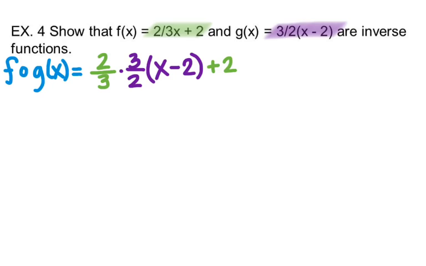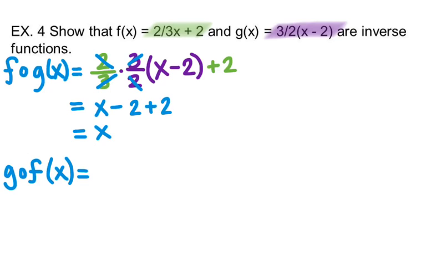Okay, so I need to simplify as much as possible. Out in front, 2/3 times 3 halves will actually cancel those numbers out, and I'll be left with x minus 2 plus 2. And then the minus 2 and plus 2 are going to cancel each other out, and I'll be left with x. So this is good. f of g equals x. Now I can't just stop here. I have to check the other function as well.